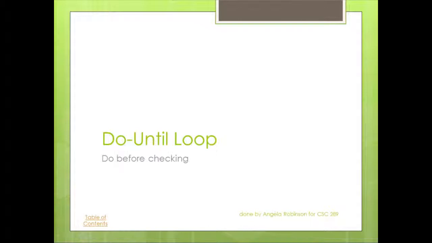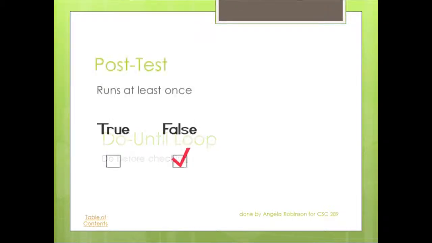Do-until loops are much like do-while loops. They are post-test loops, where they check the condition after performing the statements. Also, no matter if the condition was true or false to begin with, the statements within the loop will perform at least once. The difference here is you're performing these statements until the condition is false.